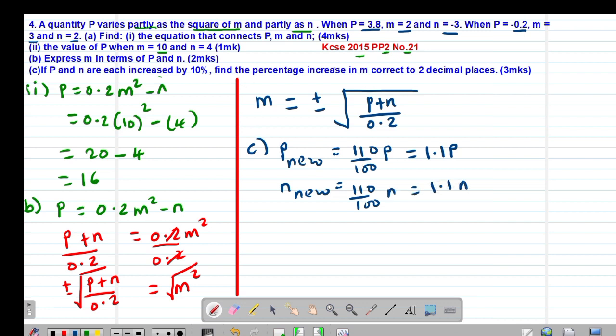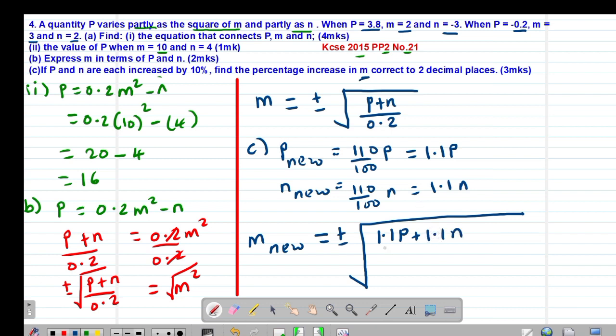So we are told to find the percentage increase in m. So we need the new value of m. The new value of m will be given by plus or minus the root of, I'm going to substitute the new values of p and n. So p is 1.1p, then plus the new value of n, which is 1.1n. Then of course the whole thing is divided by 0.2.